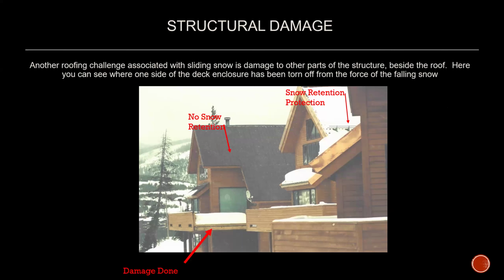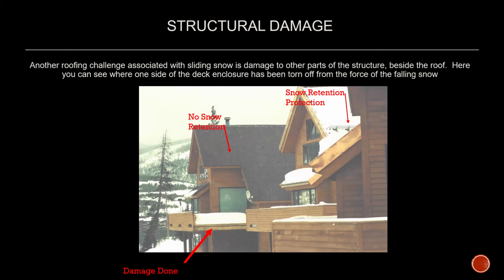Here is where my sarcasm will come into play. So another roofing challenge that is associated with snow and ice moving on the roof is going to be other parts of the structure. So it may not be the roof, it may not be solar panels on your roof or your chimney. It could also be other things surrounding your home or surrounding your neighbor's home as well.